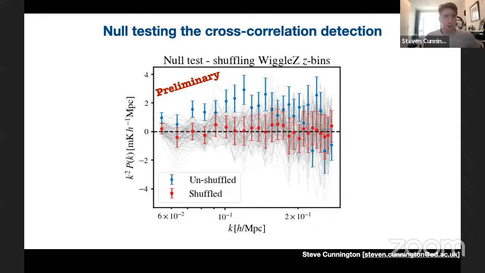This was just a quick sanity check, I guess, just to make sure nothing strange is happening in our cross correlation. So what I'm showing here is just a null test where we take the mapped galaxies and then we shuffle the redshift bins lots of times. And when you do this, you should destroy any of the structure basically in the data. So you should destroy your cross correlation. And indeed, we find that we get a power spectrum that's consistent with zero when we do this shuffling. So this is a good sanity check. But the signal remains in the unshuffled version.